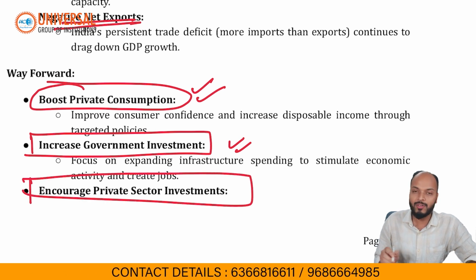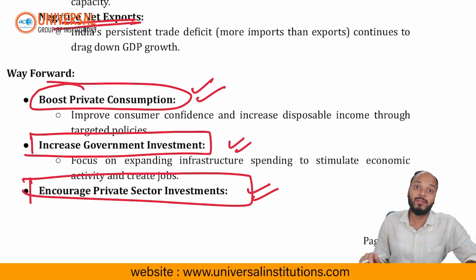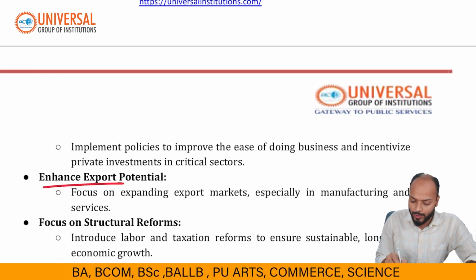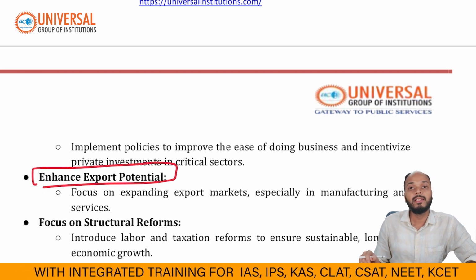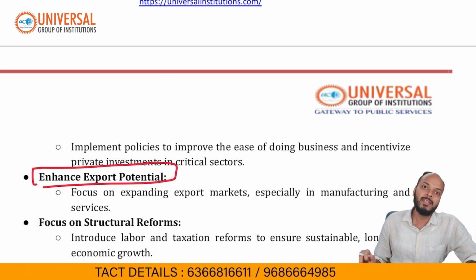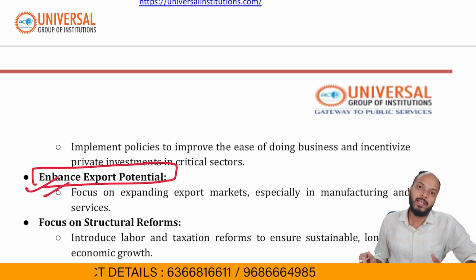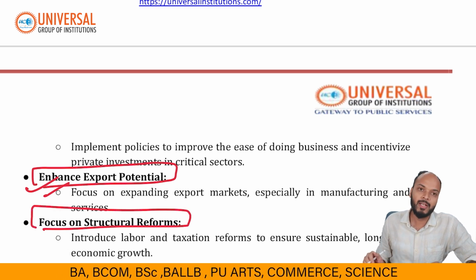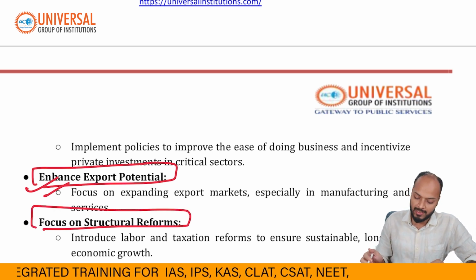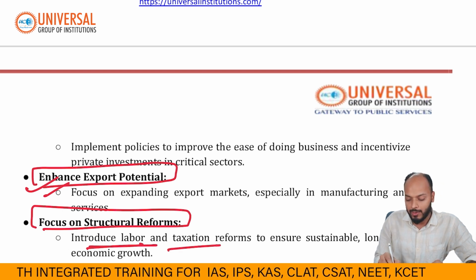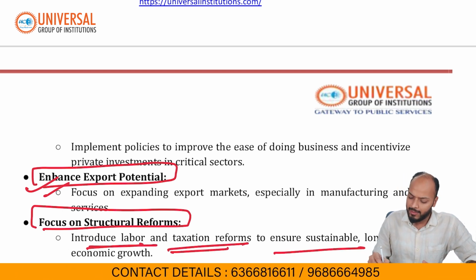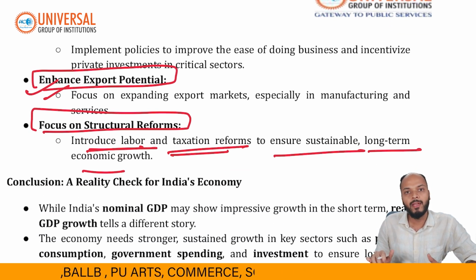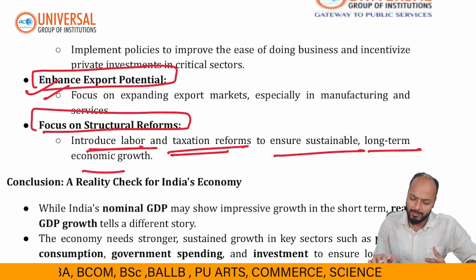Similarly, the private sector should also take onus. They should be encouraged to increase their investment in the economy. And lastly, the export potential of the country. We have seen that India's imports are more than exports, right? We have to reverse this trend. We have to enhance the export potential. We should be seeing more export from India. And for all these things, we can focus on structural reforms like new labor laws and new taxation reforms, to ensure sustainable long term economic growth, right? So many structural reforms can be taken by the government in order to deal with the above challenges.